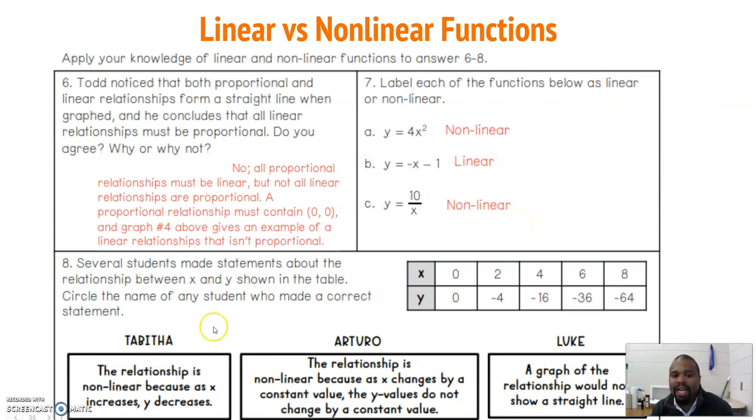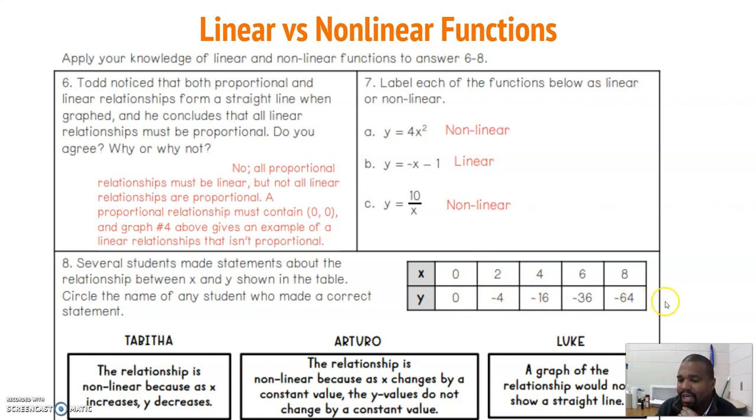And then if I look at number 8, it says several students made a statement about the relationship between x and y. Circle the student who made a correct statement. So let's take a look at this. We have 2, 0; 0, 2; negative 4, 4; negative 16, 6; negative 36, 8; and negative 64. These are not going to give you the same rate of change.